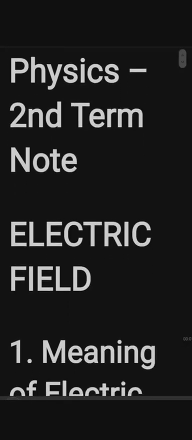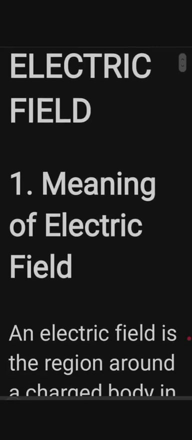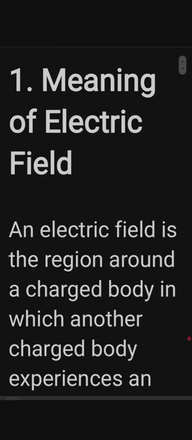The topic is electric field. What is an electric field? Now, in our previous topic, electric charge, we learned that when you bring two charged bodies close to each other, something happens.